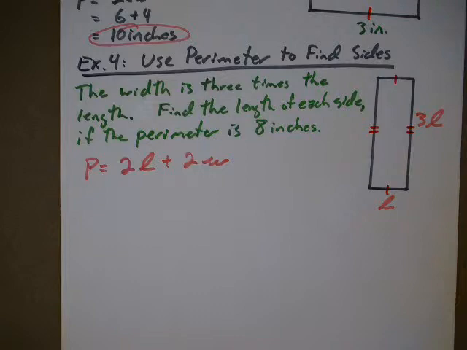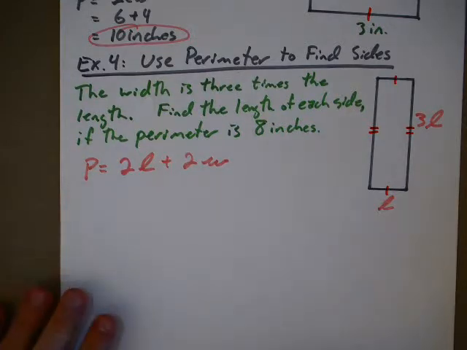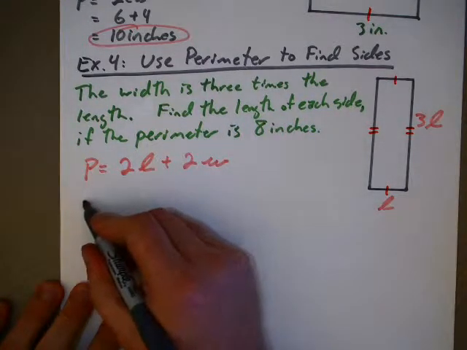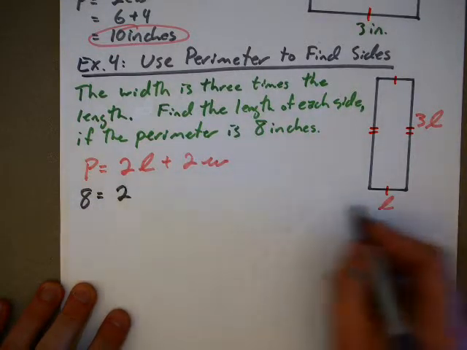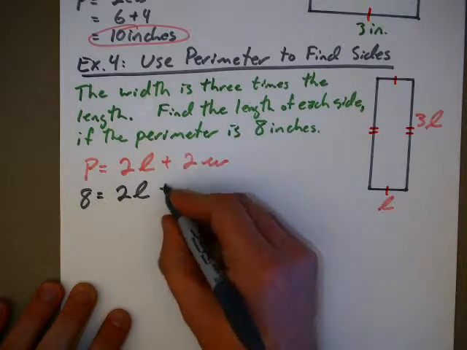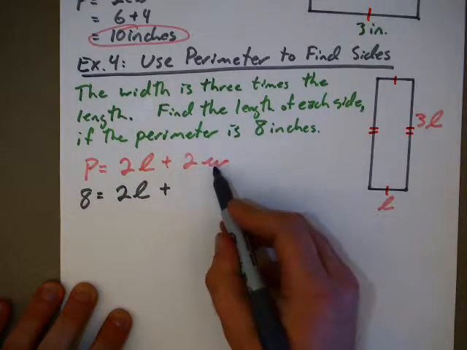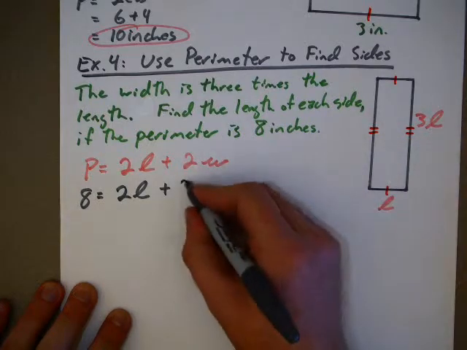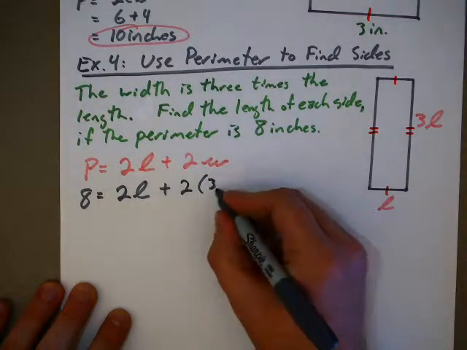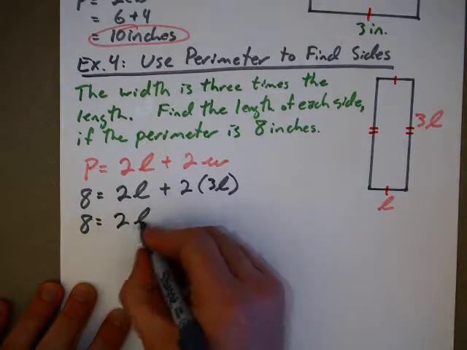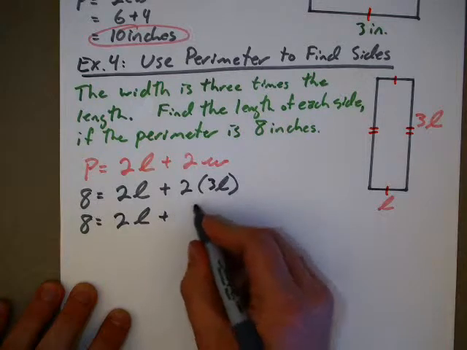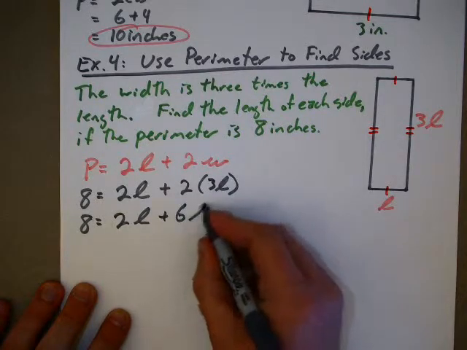Well, first of all, we know the perimeter. It asks us to find each side if the perimeter is 8. So I'm going to replace my P with 8. And I'm going to write 2 times L. I still don't know what the measure of L is, but I do know the width is 3 times L, so it's going to be 2 times 3L. So 8 equals 2L plus 2 times 3, which is 6L.